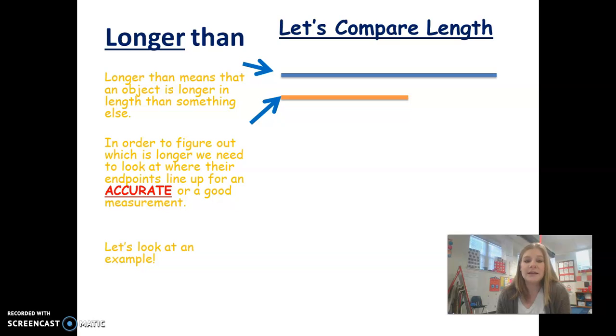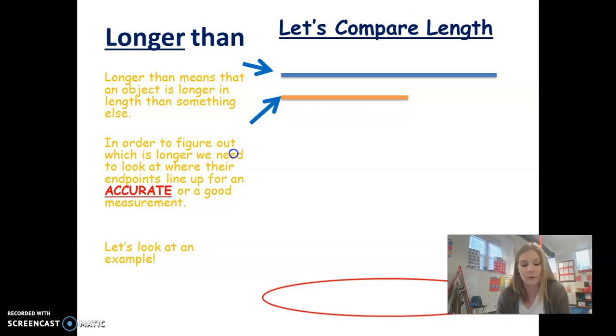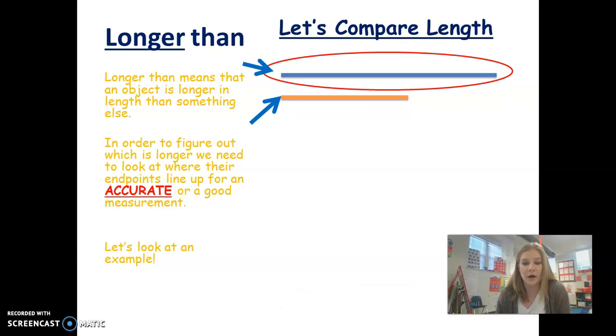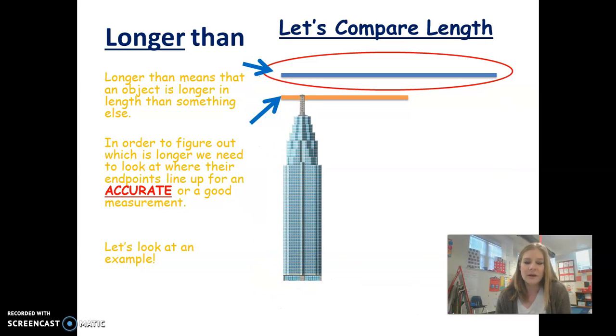So now that they're lined up, I'm going to look again and I see that the blue line is still much longer than the orange line. So I know that that one is longer than the other. Let's look at another one.